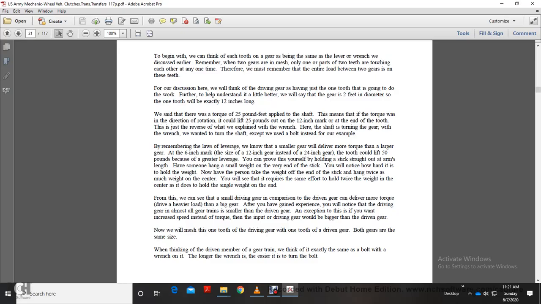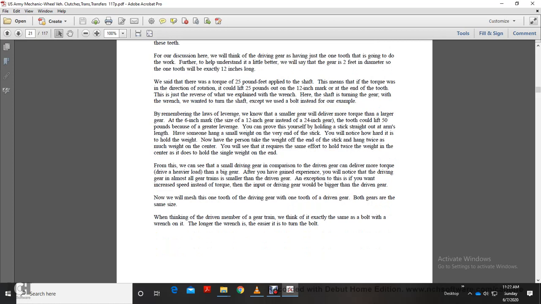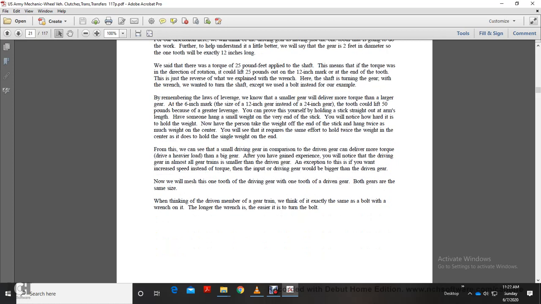Holding someone who has a small weight on the very end of the stick, you notice how hard it is to hold the weight. Now with the weight taken off the end of the stick, handling twice as much weight in the center, you require the same effort to hold the weight in the center as to hold the single weight at the end. For this reason, we can see the small driven gear, in comparison to the drive gear, delivers more torque and can drive a heavier load than the bigger gear.